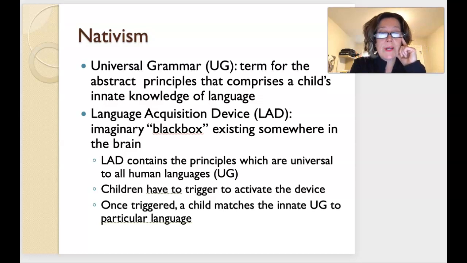Children need a trigger to activate the device. Okay, so they need to hear the language, and then once triggered, a child matches the innate UG to that particular language. So if the child's learning English, they start to hear the rise and fall of the English language. They start to figure out the individual words, sentence structure, things like that.